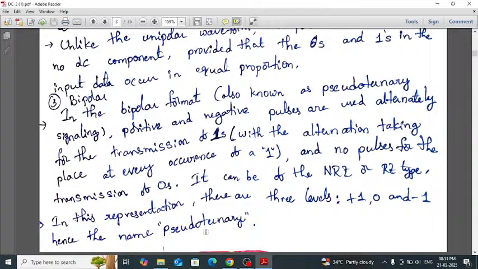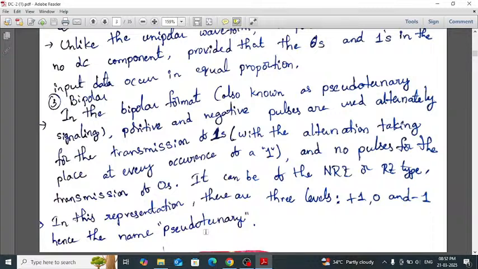Hence the name is given as pseudo ternary logic. Bipolar format is also called alternate mark inversion, which is also called pseudo ternary logic. They mostly ask, draw the pseudo ternary format or AMI format for the given data. Mostly they will ask like this only, not the direct question, that is bipolar format. Okay. So shall I move to the next?